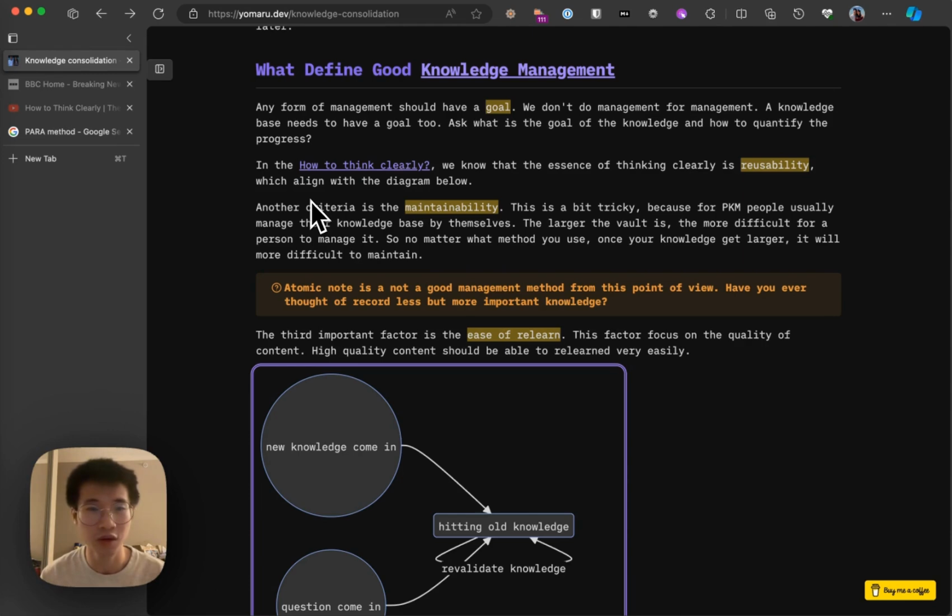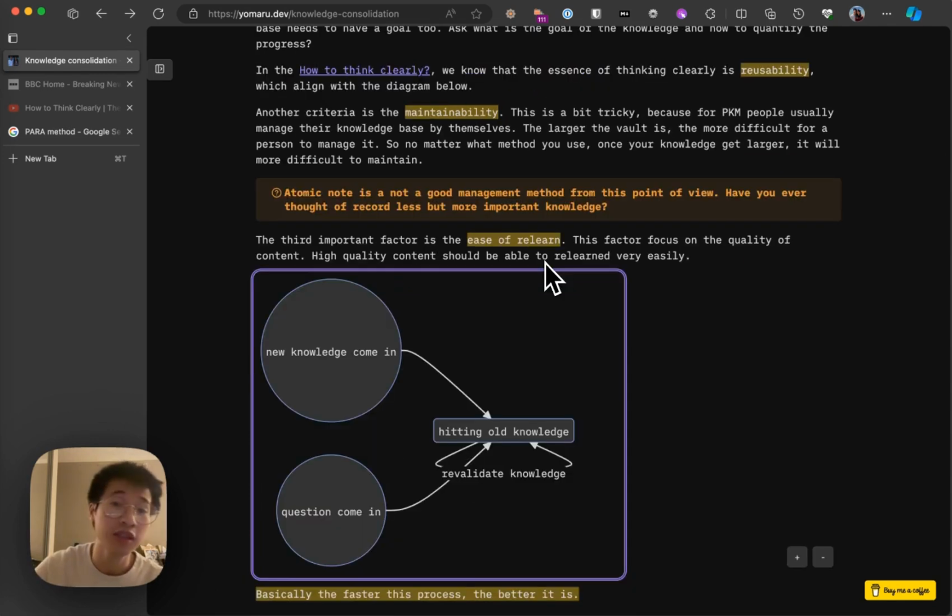Everyone likes removing code, right? The third factor is the ease of relearn. These factors focus on the quality of the content.